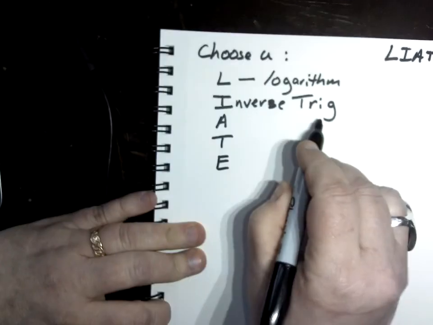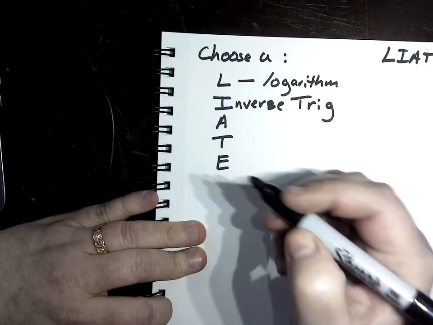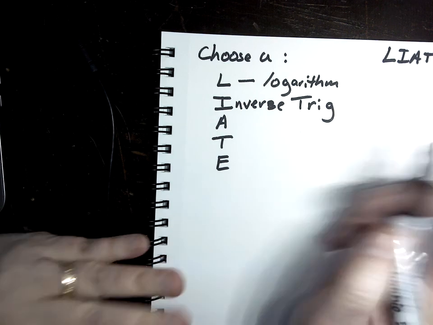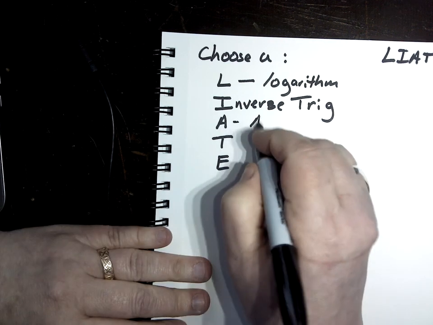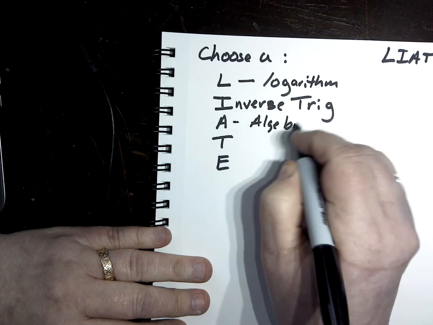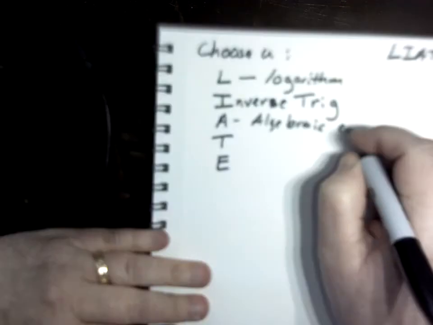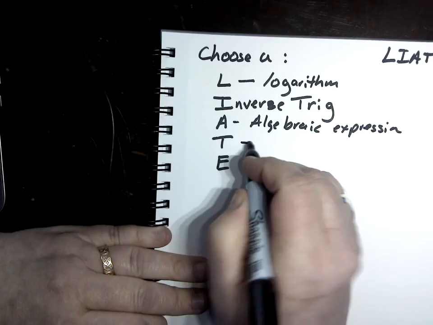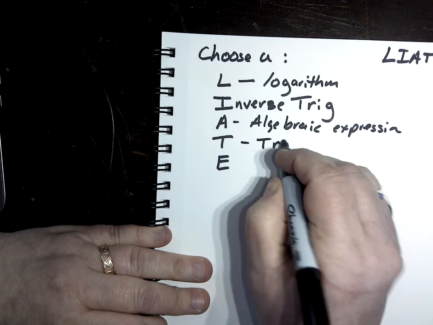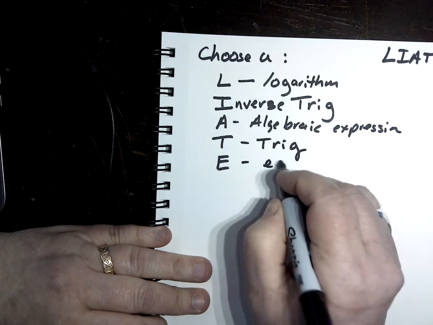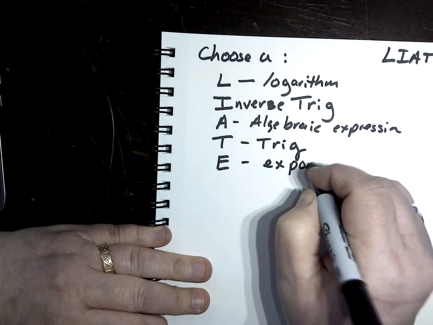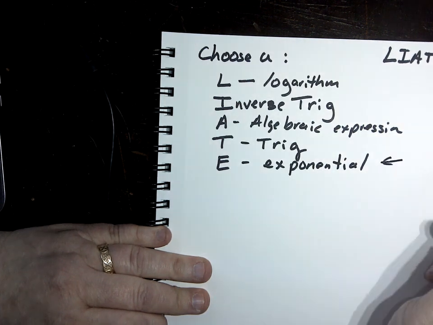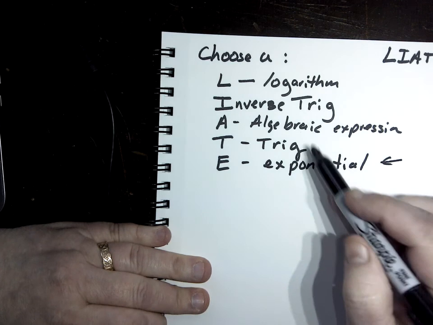Next, if there's no inverse trig and no logarithm, then you look for an algebraic expression. It's like a polynomial, like the square root of x plus 5, that sort of thing. This is an algebraic expression. Next, the T stands for trig, and the E stands for exponential. Exponential is your last choice. So is trig. They're both pretty bad.